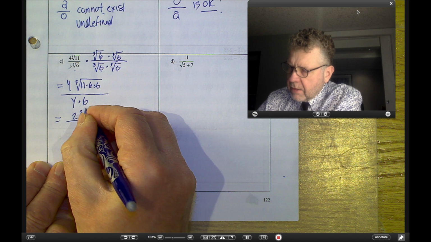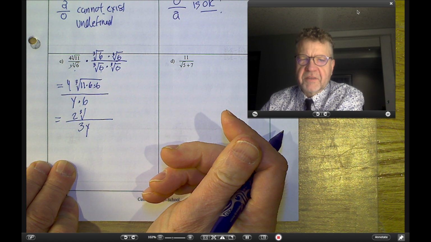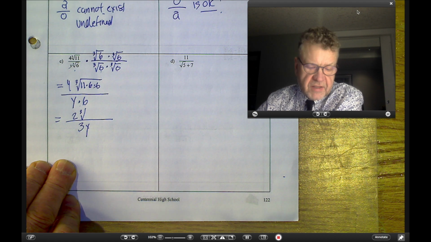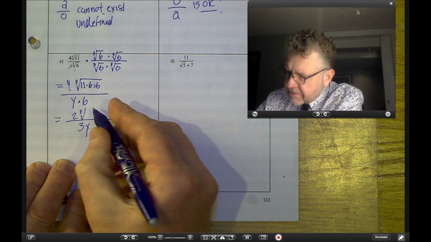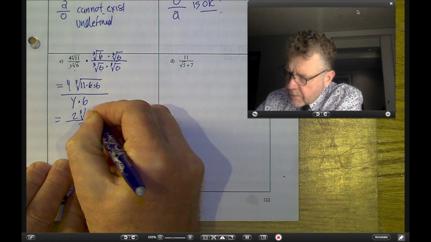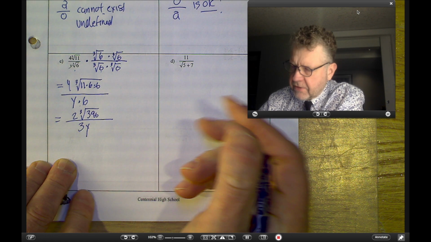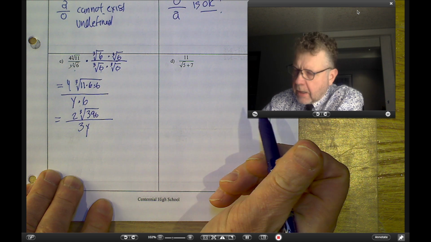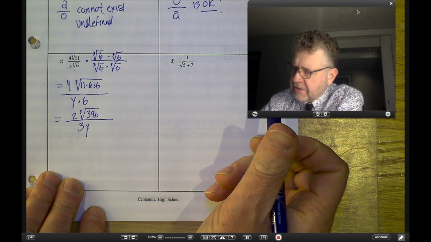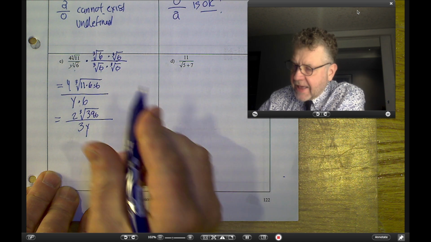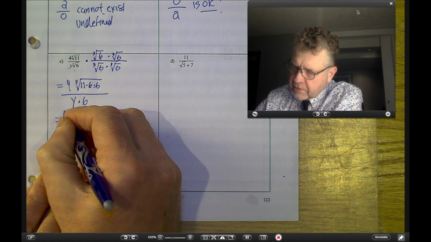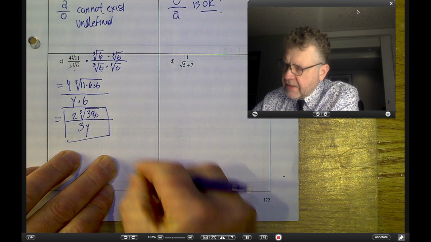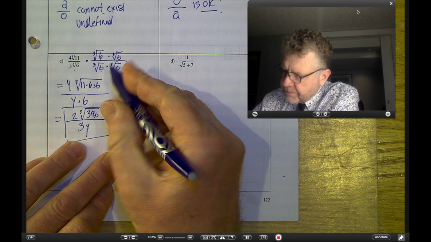I don't know what 11 times 6 times 6 is, but my answer key tells me it's 396. And you just put it in your calculator, figure it out too, and you're good to go. Anything else here? That is the answer. That's the final bit there. So let's box it. And now let's think about any restrictions.